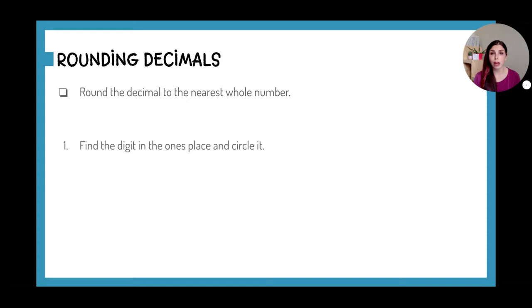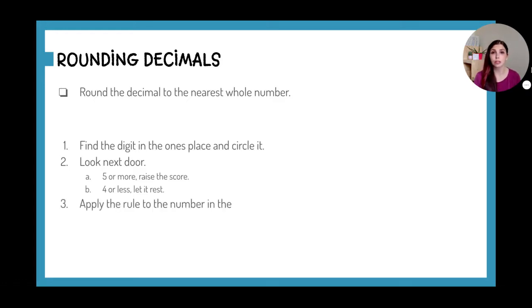We're going to do it the same way. Find a digit in the ones place, because when I'm talking decimals, the ones place is the closest whole number that I'm dealing with. Look next door, raise the score if it's 5 or more, let it rest if it's 4 or less, and then apply this rule to the digit you circled in the ones place.